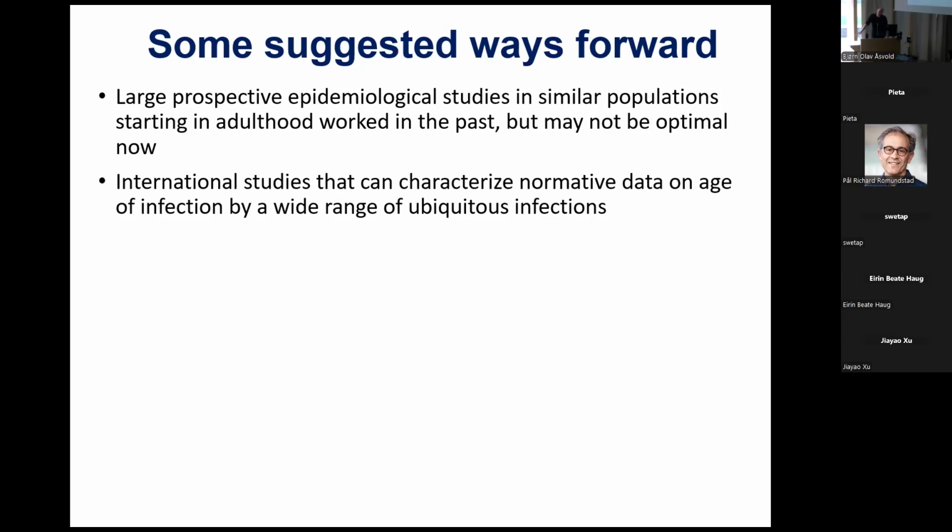I think international studies that characterise normative data on age of infection by a wide range of ubiquitous infections would be really valuable. To my reading of the literature, these data just simply don't really exist. You don't have a baseline against which to study whether changes in that distribution of age of infection matter.